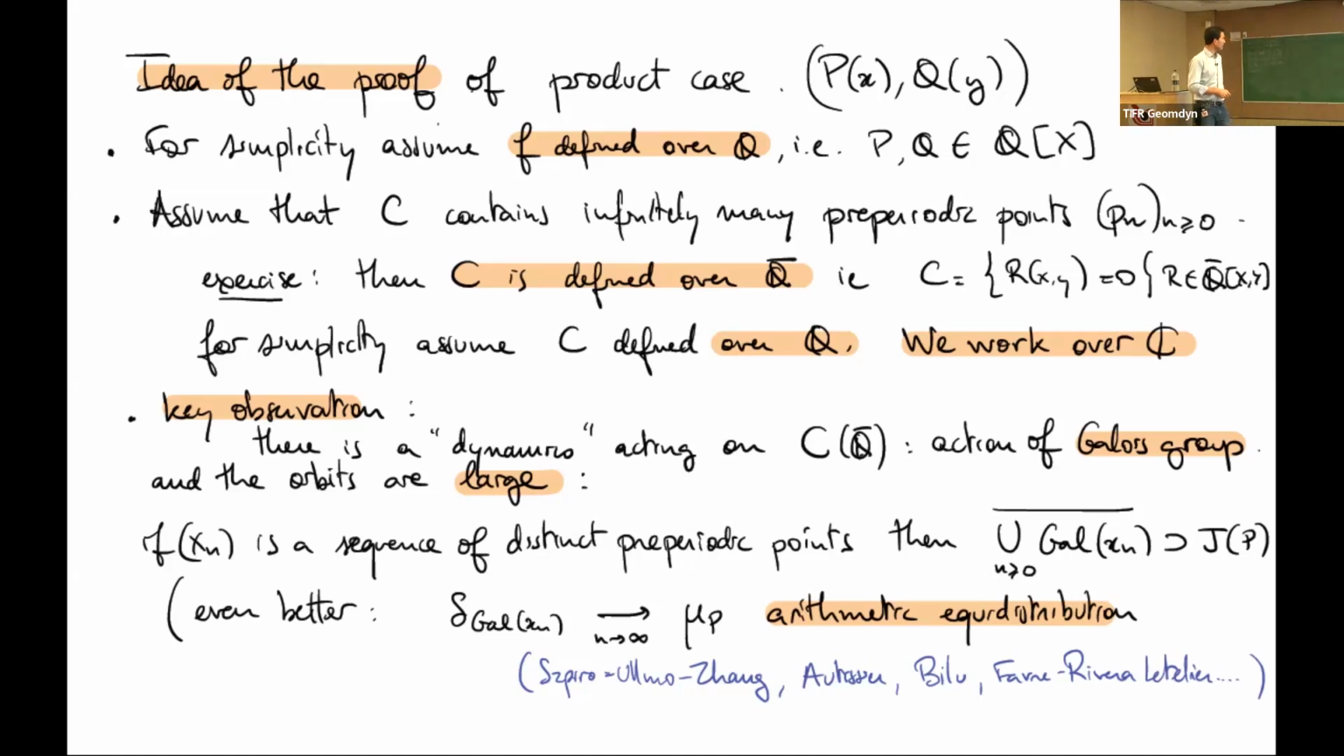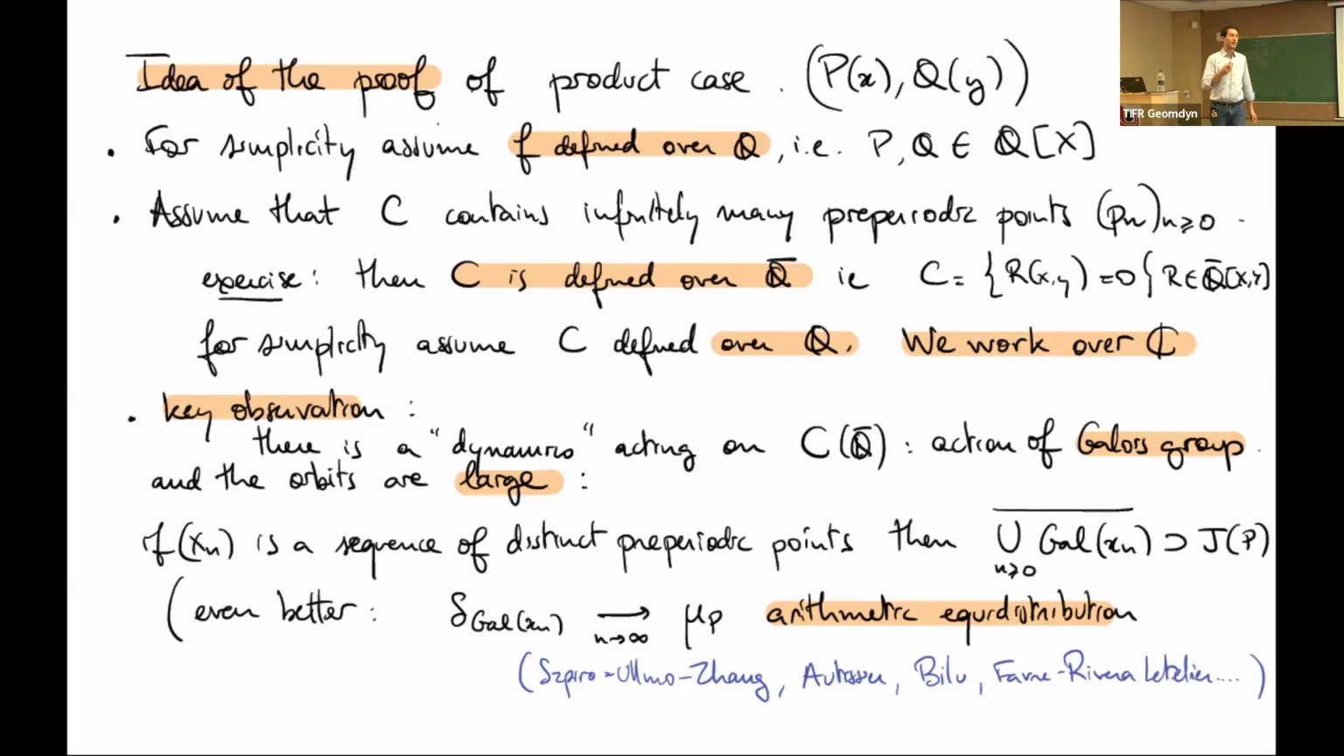Actually they have many in different senses. Let me consider first the case of a one-dimensional map. You take a point which is preperiodic under a polynomial in the plane and look at its Galois conjugates. What I say is that if you take an infinite sequence of such preperiodic points and you look at the Galois orbits, they will eventually accumulate on the whole Julia set.